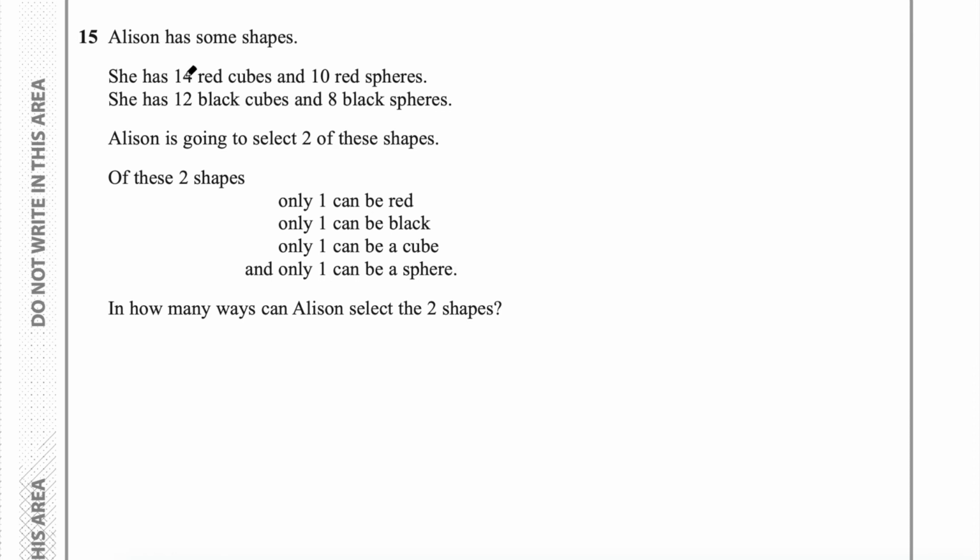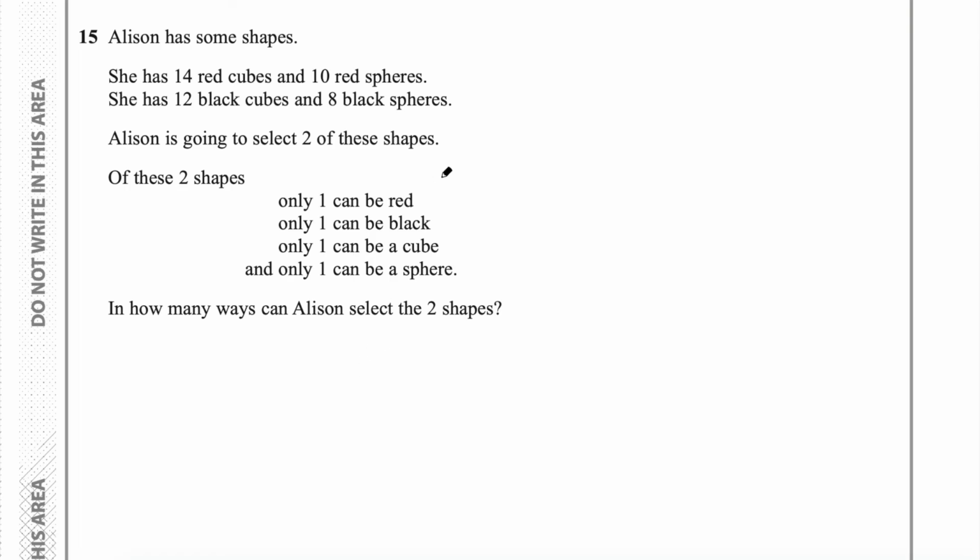Question 15 says Alison has some shapes. She has 14 red cubes and 10 red spheres. She has 12 black cubes and 8 black spheres. Alison is going to select 2 of these shapes. Of these 2 shapes, only one can be red, only one can be black, only one can be a cube, and only one can be a sphere. In how many ways can Alison select 2 shapes?